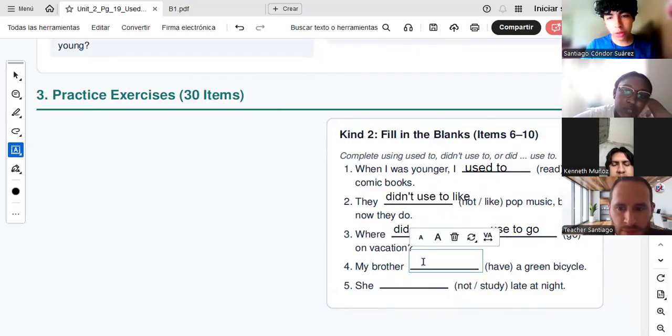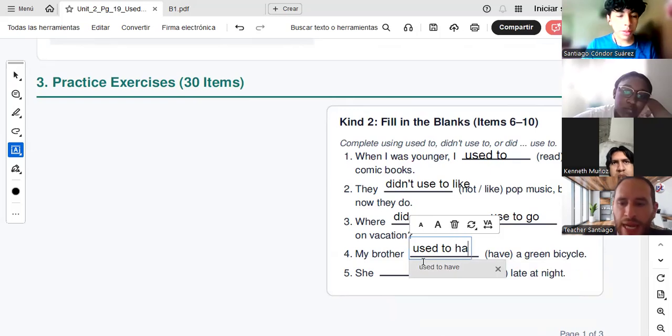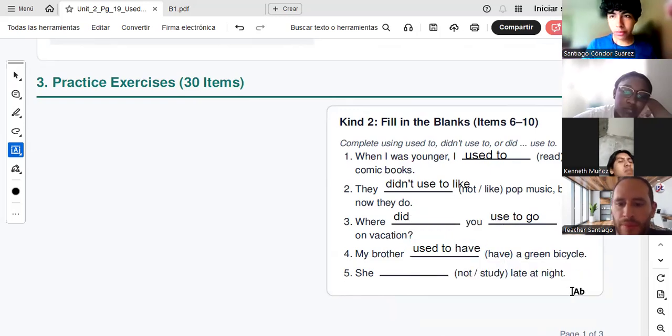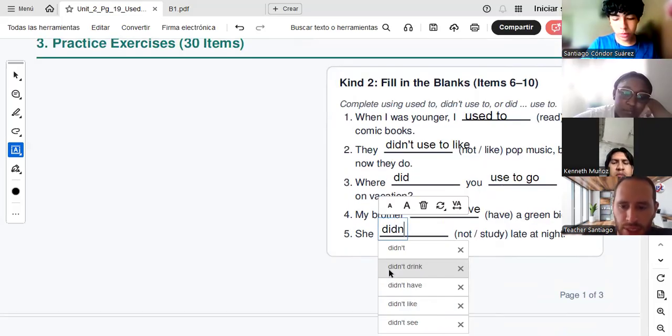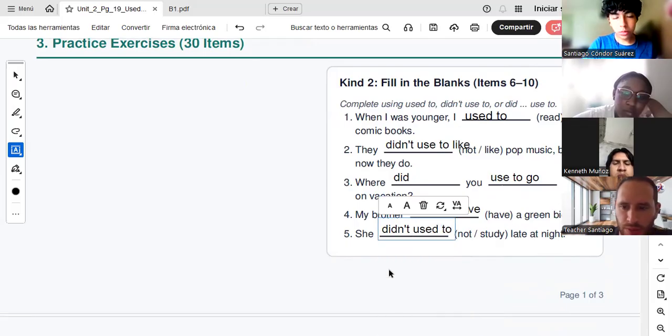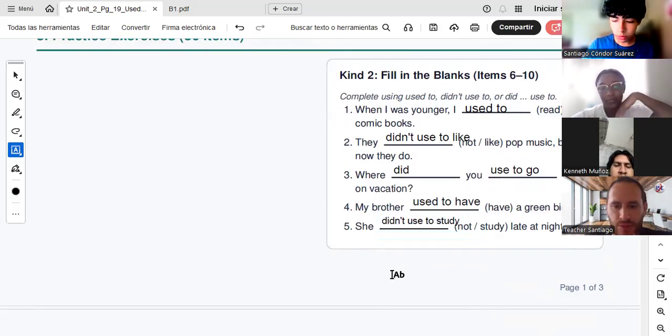My mother used to have a green bicycle. My brother, sorry, used to have a green bicycle. Number five, Sandra, please. She didn't used to study late at night. Oh, great job. So far, so good.